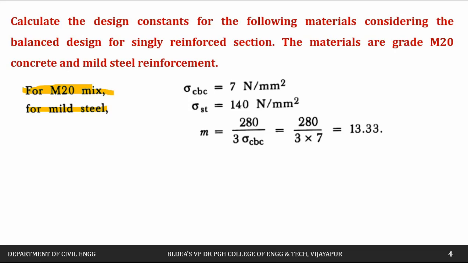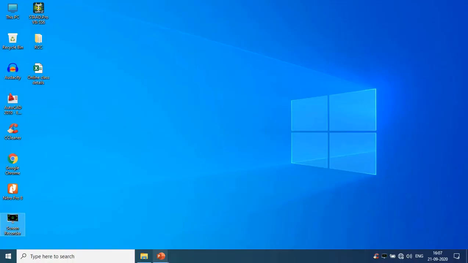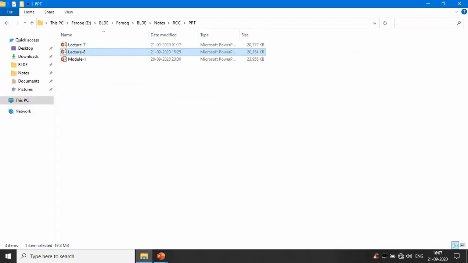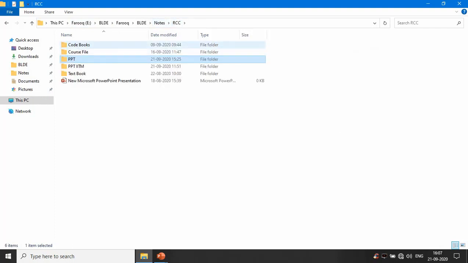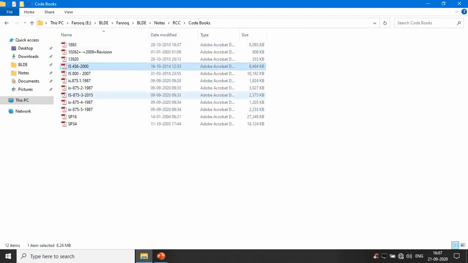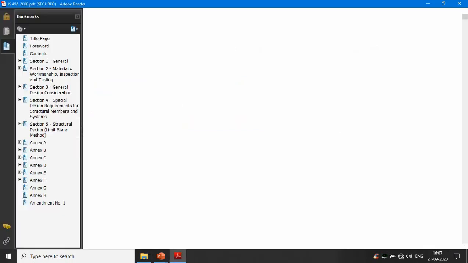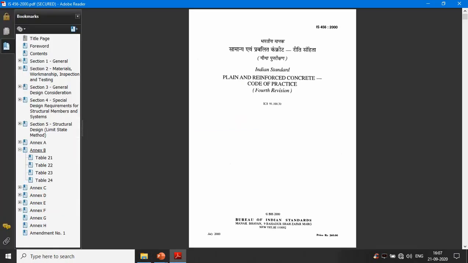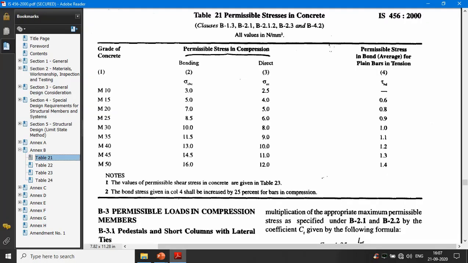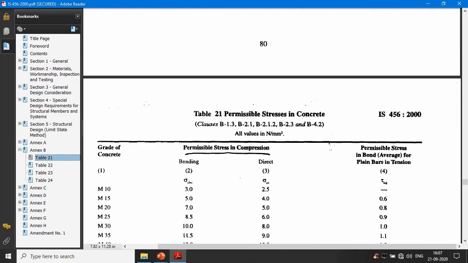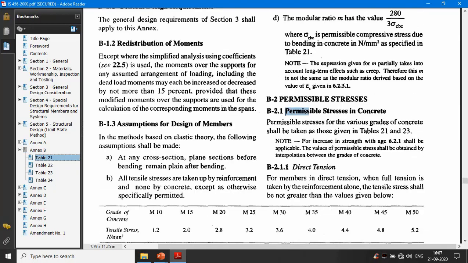So we have to calculate the permissible stresses in concrete and the permissible stresses in steel. This we are going to get from IS 456 2000. In the last video I had already shown you, but once again let me show you. If we refer to this IS 456 2000, they have given permissible stresses in concrete.